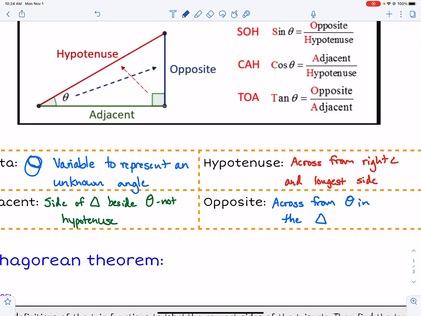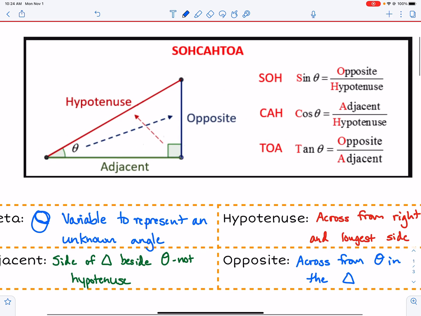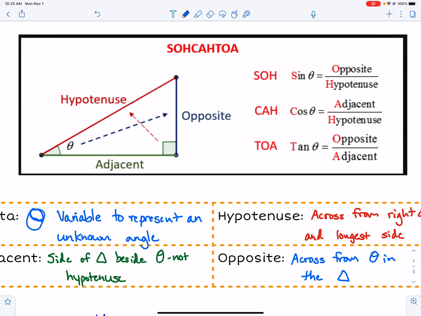Then we use our trig ratios to help us solve problems. So a way to keep this straight is think of sine of theta equals opposite over hypotenuse. And you can think of the phrase "some old hippie" to help you keep that in order. Some goes with sine, old goes with opposite, and hippie goes with hypotenuse. So some old hippie, sine of theta equals opposite over hypotenuse.